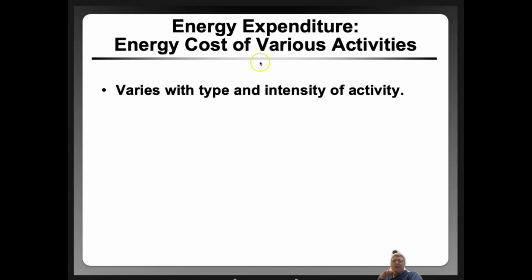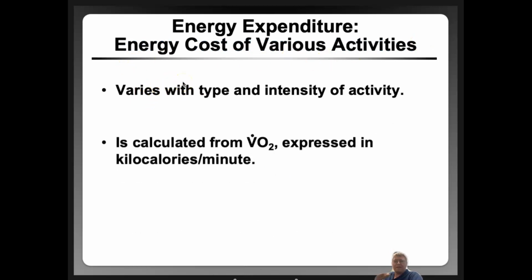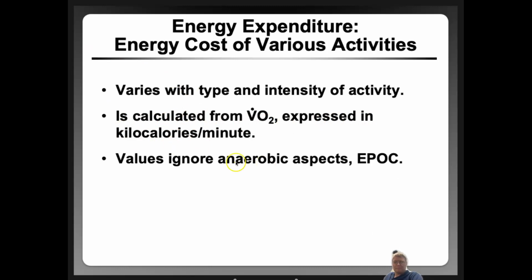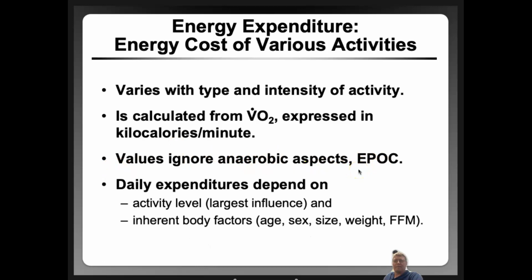So also the energy cost for different activities depends on the type and the intensity of the activity. So that is calculated from VO2 and expressed in calories per minute. So it ignores anaerobic aspects, so the EPOC. Daily expenditures are dependent on the activity level. That's probably the main part. And then the other factors: age, gender, weight, free fatty acids.